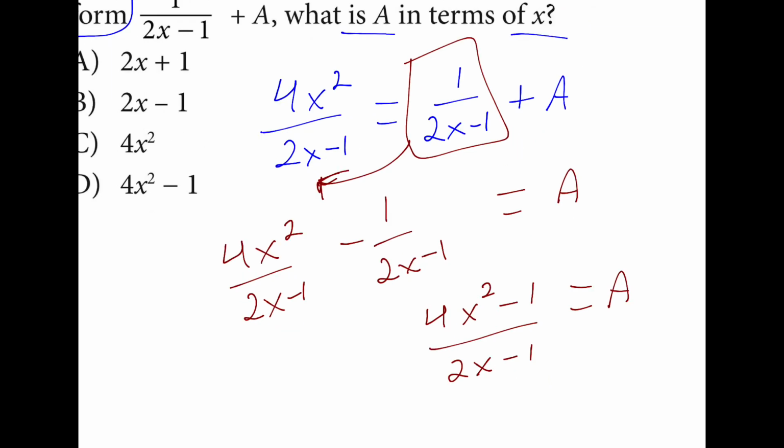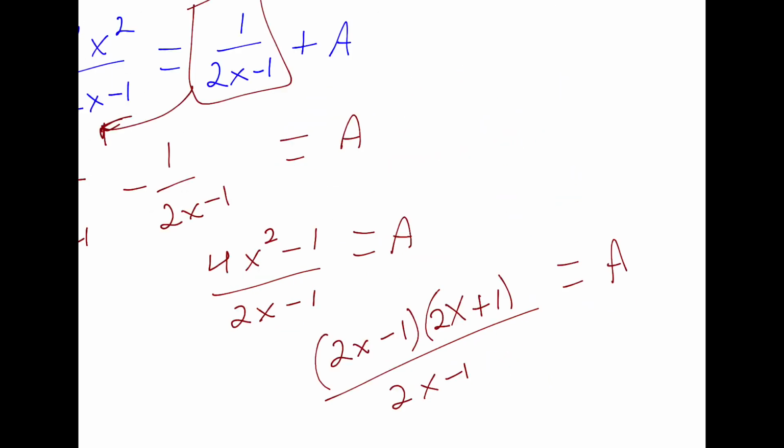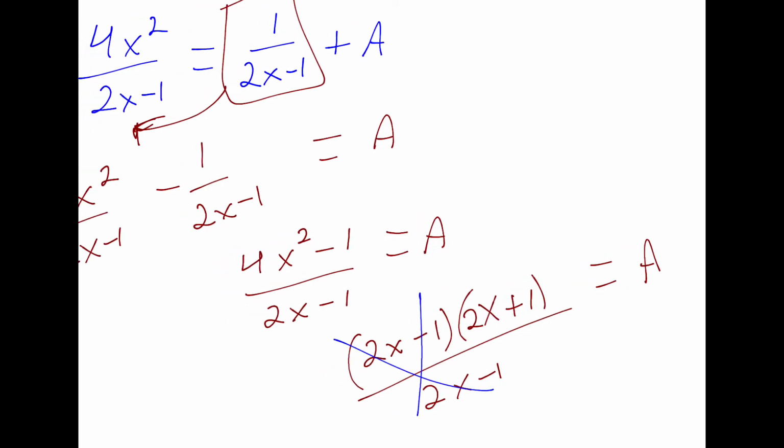And if you're looking at the answer choices, none of those fit. So it goes back to the difference of squares formula. 4x squared minus 1 can be factored into these two. And these then cancel out, so we have our answer, 2x plus 1.